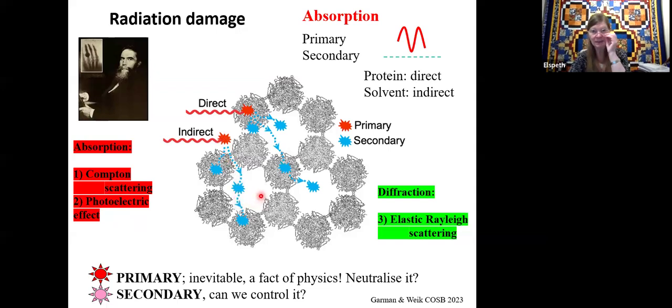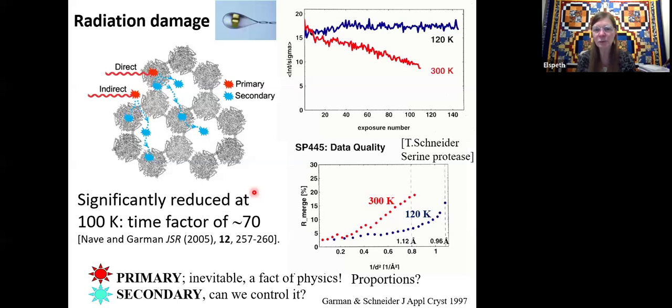And what we would like to do is immobilize all these secondaries, because we can't do anything about the red ones, which are the primary events. That's a fact of physics. So what can we do? Well, we can cool the crystal, as I already mentioned, to 100 Kelvin.